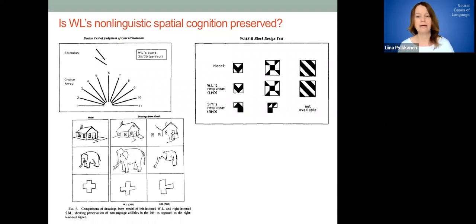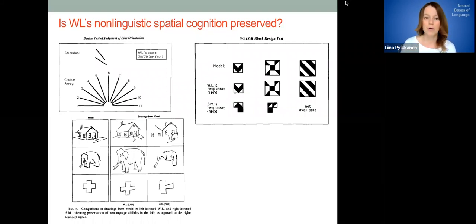These are some classic spatial cognition tests. For example, you would be given a line with an orientation, and then you have to match that orientation to a choice in an array. WL does perfectly on that test. And then we have a couple different tasks where you draw to match a model. So here are some models. These are WL's drawings, reproductions.